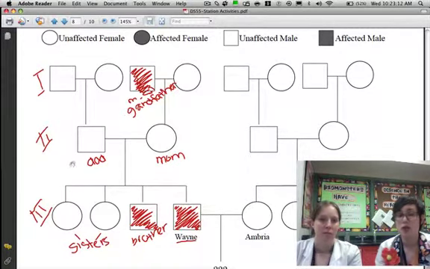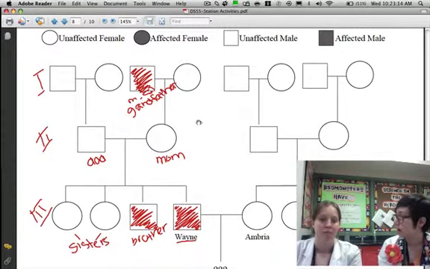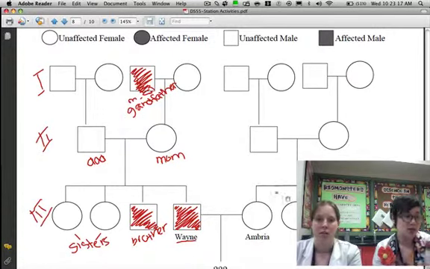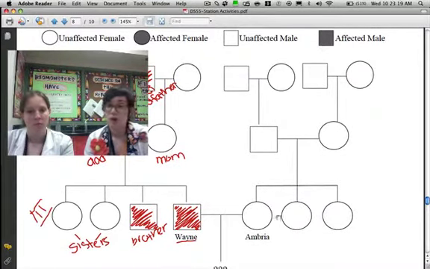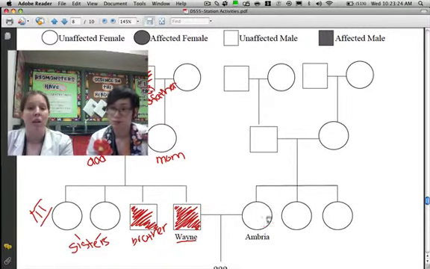Okay, so it looks like we have Wayne's side of the family completely taken care of. Right, we got to move on to Ambria. All right, so let's look at Ambria. It says on our directions that Ambria does not have CF. Okay, so we're going to leave Ambria unshaded. She's not affected by this disease.